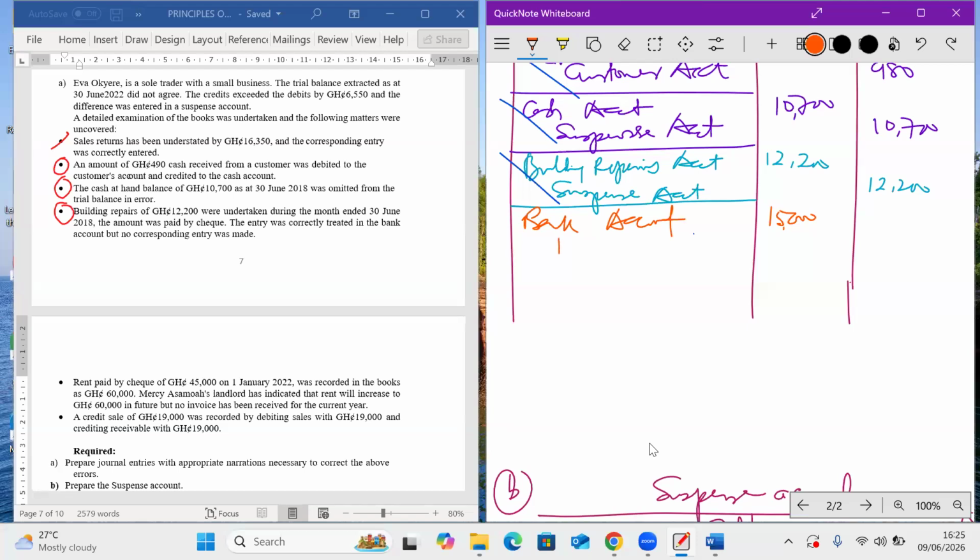Rent account. Don't write rent, write rent account. How much was it? 15,000. Then you underline. The reason why you don't have to use a pen.